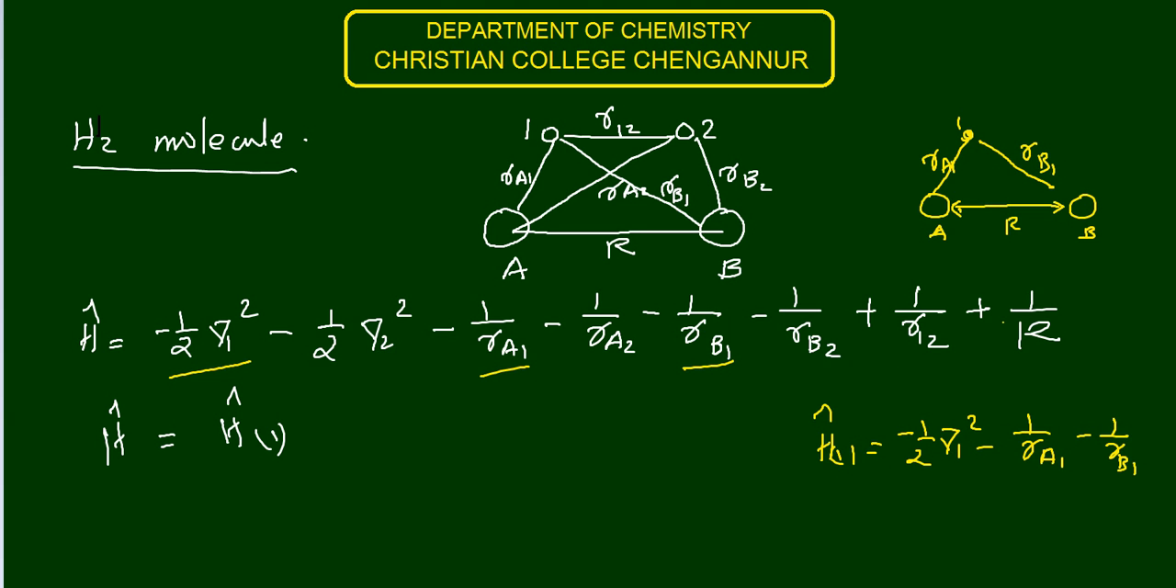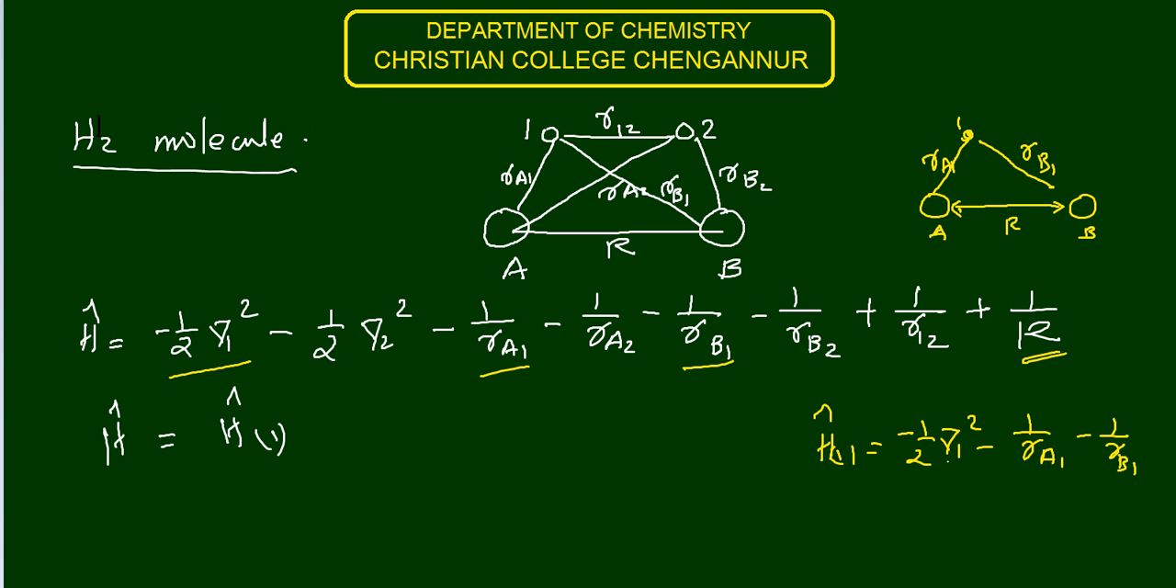Then the potential energy part, potential energy due to attraction, that is minus 1 by RA1 minus 1 by RB1. Okay, and there is one other potential energy term, 1 by R, that we will consider later. It is already here. So all these three terms together will constitute the Hamiltonian for this system, except the interelectronic repulsion term.